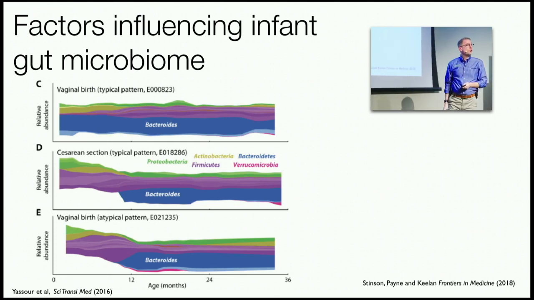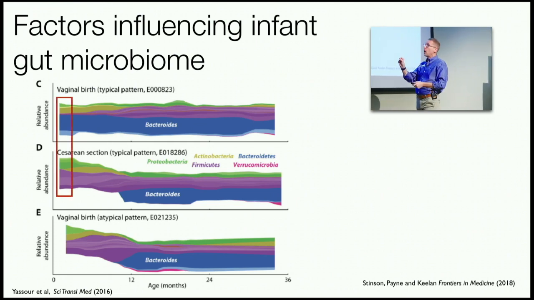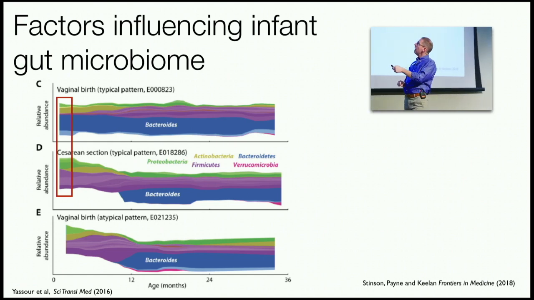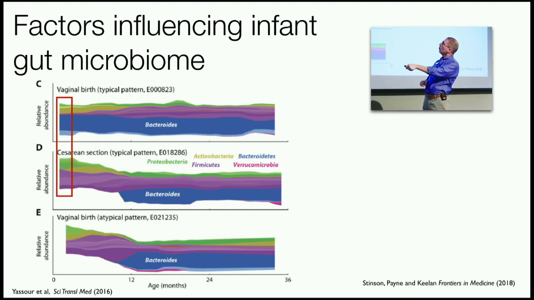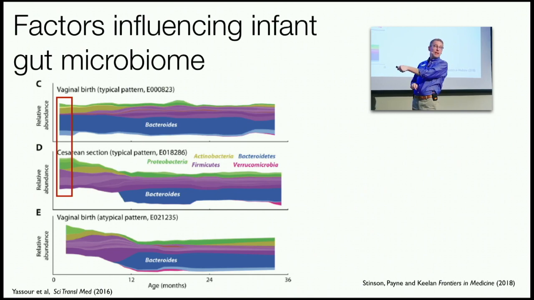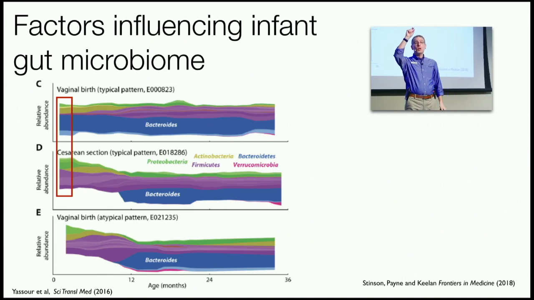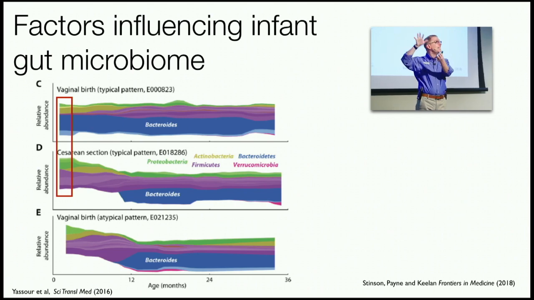So there's a lot going on in this image. I'm going to focus us just on what's in the red box. And that is that early in life, the first 2 or 3 months, at least in these two individuals, vaginal and C-section, there's a difference in the population of bacteria that are present. If you just look at the amount of greens, yellows, reds, purples, and blues, you're going to see differences.